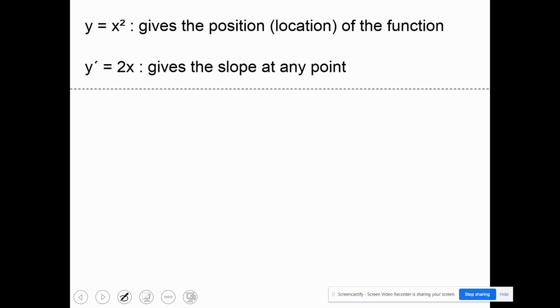So we have two equations here that we're working with. We have y equals x squared. That's the one that's given. That gives you position. That gives you location. That gives you the y value. And you have this new one called the derivative. This tells you how steep you're going to be at any point.